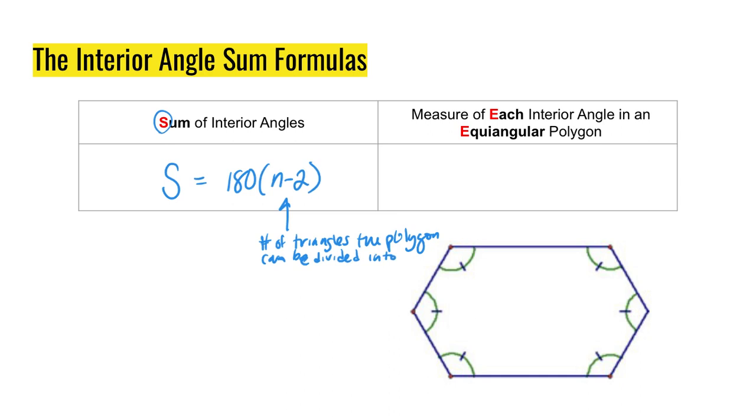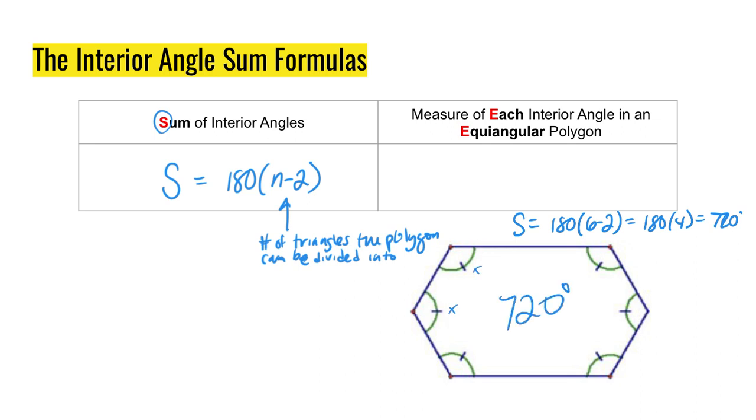On the right, I have a box here for the measure of each interior angle in an equiangular polygon. Here's an equiangular polygon, equiangular hexagon to be precise. Because I can calculate that the total sum of degrees for this shape is 180 degrees times 6 minus 2, that's 180 times 4 is 720. I know that all of these add up to 720 degrees total.